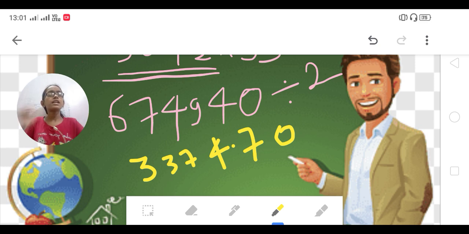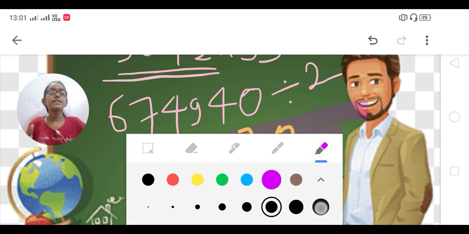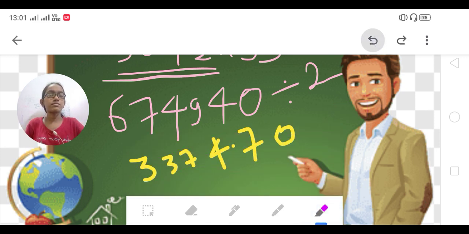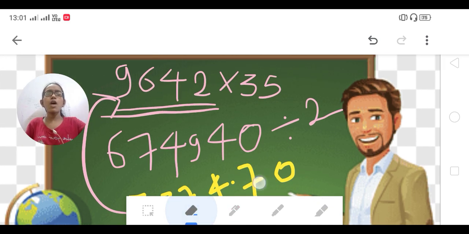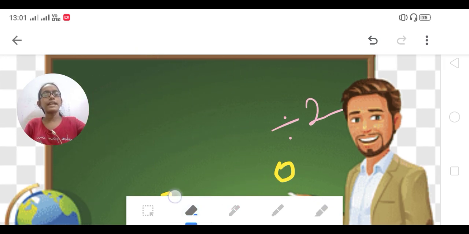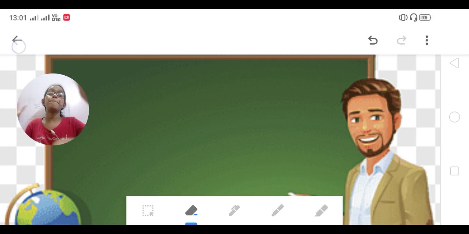Simple. 2 3s are 6, 2 3s are 6, 2 7s are 14 with 1 carried, 2 4s are 8, 2 7s are 14 and 2 zeros are 0. And guys, guess what? The answer that came is the complete answer for the question above. Now let's solve some more questions related to the topic so that we can get a better hold of it.